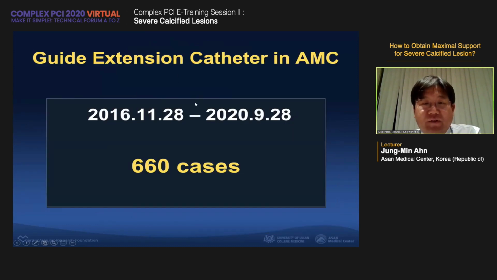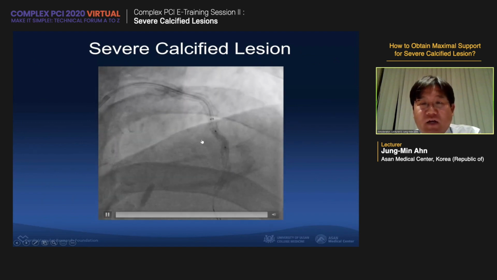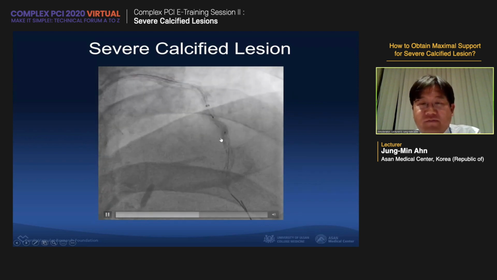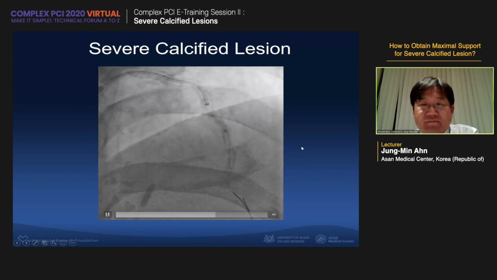So we very frequently use guide extension catheters, GuideZilla and GuideLiner. I would like to share our cases. Very calcified, tortuous lesion. When you insert GuideZilla or GuideLiner into the middle portion, this provides very strong backup for the delivery of a balloon or stent. You can treat it.